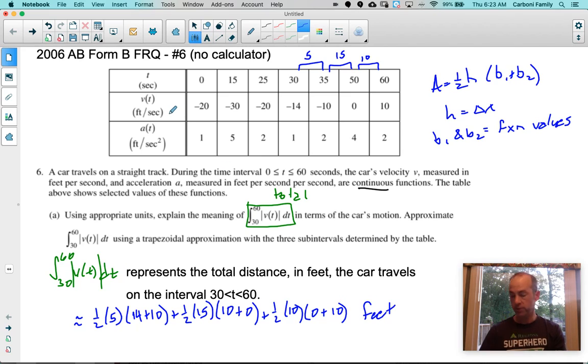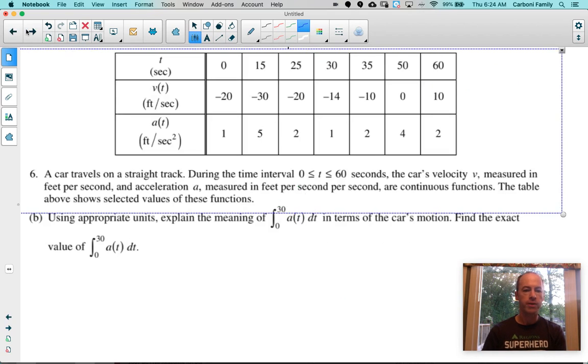However, if you do want to clean this up and get a simplified answer, this does end up equaling 185. However, there's no benefit to doing that. You can only risk making it wrong if you do choose to simplify that. So let's go on to part B.